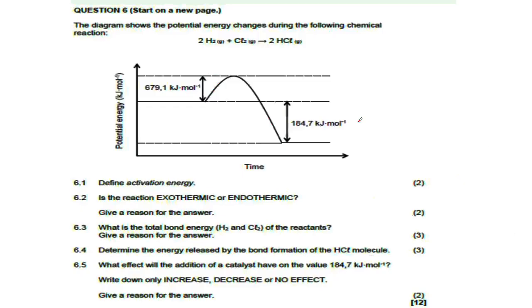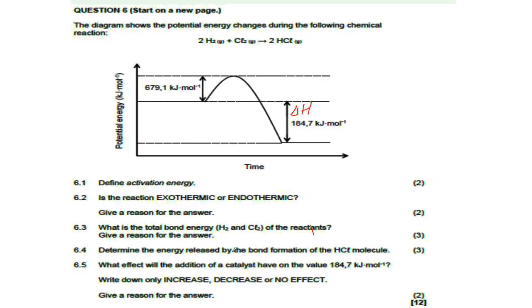Okay, so 6.5 says, what effect will the addition of a catalyst have on the value of 184.7 kilojoules per mole? They say write down only increase, decrease, or no effect. Give a reason for the answer. So what will happen here? We know that when you add a catalyst, the catalyst only has an effect on what? So they're asking on this value here. What is this value? We said this is the enthalpy change.